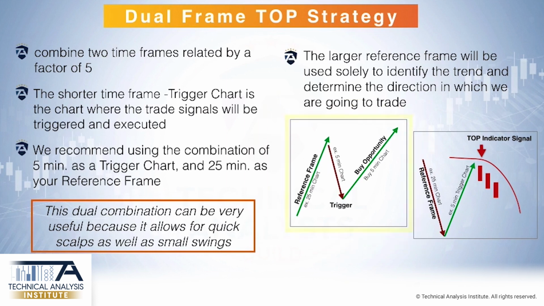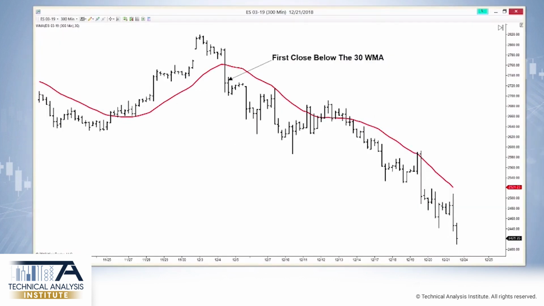If the trend is up on your reference time frame, declines on your trigger chart will be used to buy the market. The timing of your entries will be determined with the help of the top indicator buy signals or any timing tool you use. The most important thing is that if the trend is up in the reference frame, you use the declines on your trigger chart. If the trend is down on your reference time frame, rallies on your trigger chart will be used to sell the market with the help of the top sell signals or any other timing tool you're accustomed to. Here's an example of a downtrend in the ES.